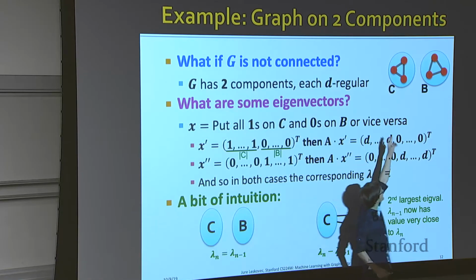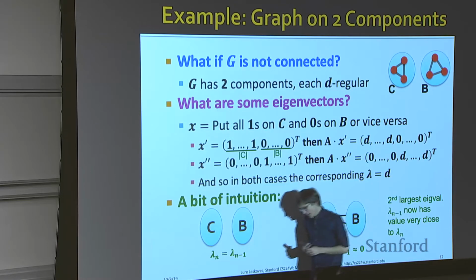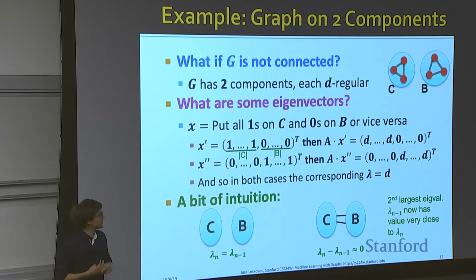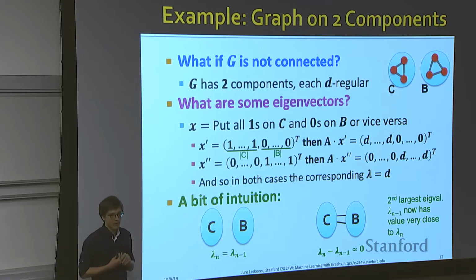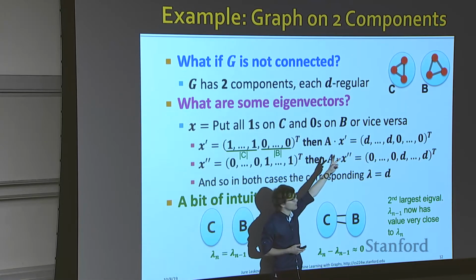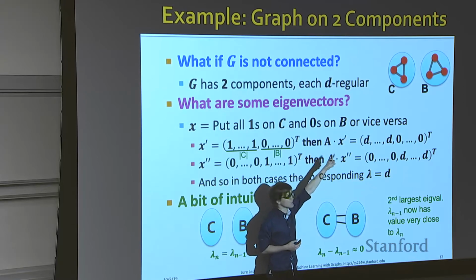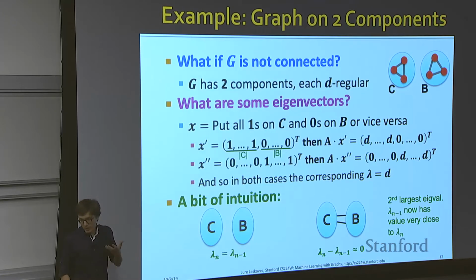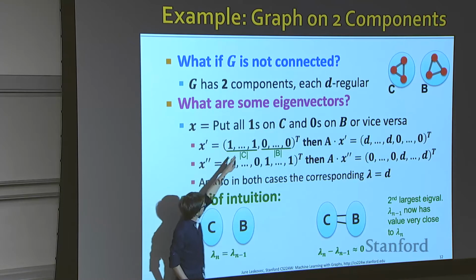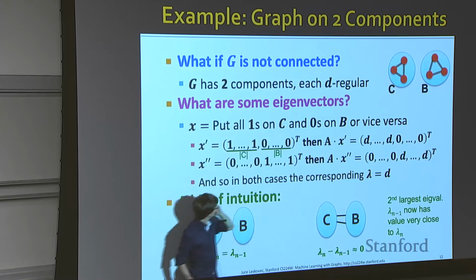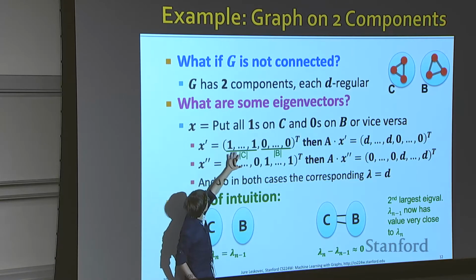What if my graph is composed of 2 connected components? Can I come up with eigenvector pairs in this case? Again, this is a d-regular graph, so every node has the same degree d. For example, this is a disconnected 2-regular graph that I have up there, of 2 connected components. So let's figure out how I could come up with some eigenvector-eigenvalue pairs. Imagine that I put all the 1s on all the nodes in C and 0s on nodes in B. So here is my proposed eigenvector.